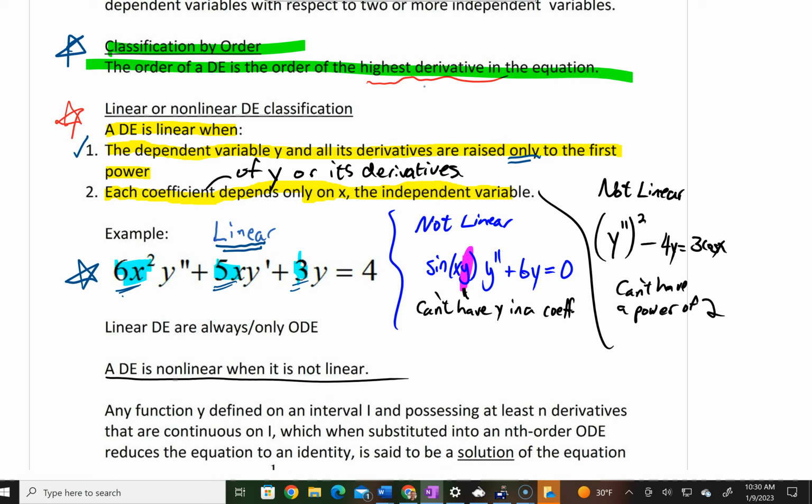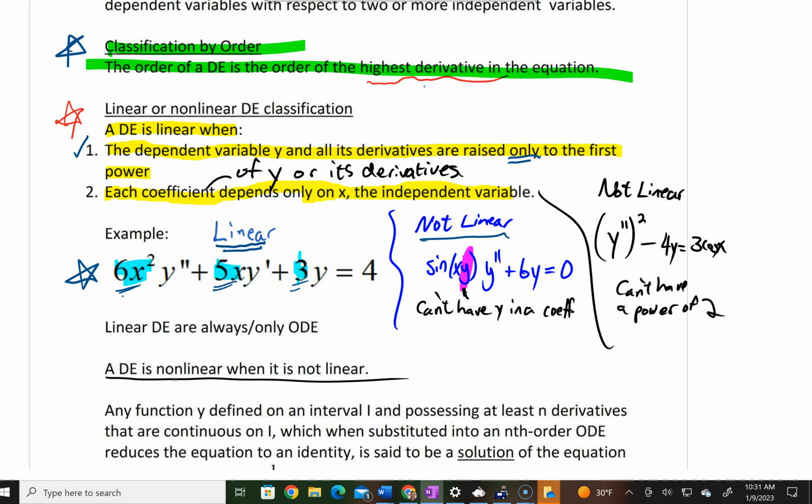But take a look at the one in the middle. Here is something that's not linear. And it's very important to see what goes wrong when you say, well, we don't have a linear differential equation. This would be nonlinear. As soon as you see 6 sine of xy times y double prime, you know you're in trouble. Why? Because that coefficient, sine of xy, is not just with respect to x. It has a y in it. So that would be nonlinear. You can't have y in a coefficient.